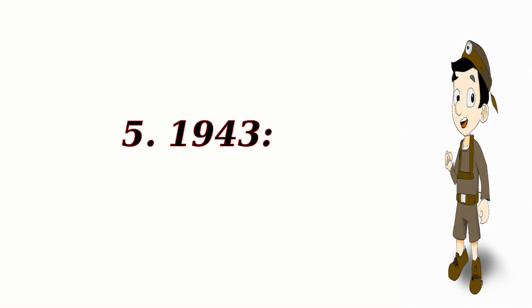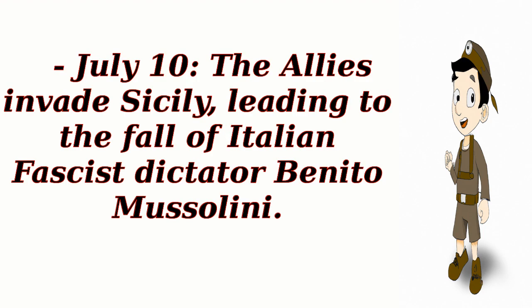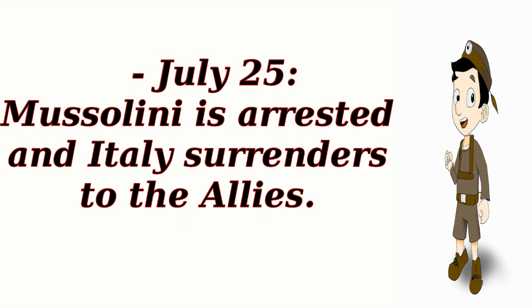5. 1943. July 10, the Allies invade Sicily, leading to the fall of Italian fascist dictator Benito Mussolini. July 25, Mussolini is arrested and Italy surrenders to the Allies.